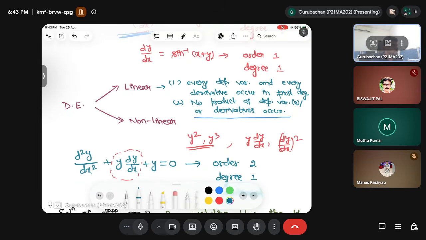Wait. I understood your point about the Bernoulli differential equation, but can we come back to it at the end of the class, because I have a sequence to do. Is it a non-linear differential equation? Usually it is non-linear, but we can convert it into linear.